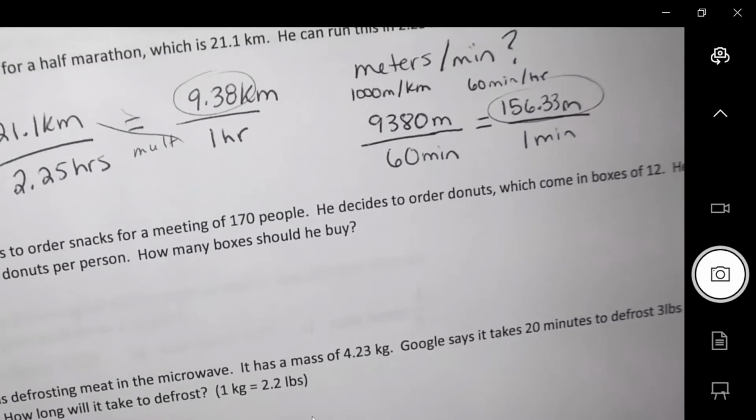Okay, Mike needs to order snacks, and there's 170 people that he has to buy snacks for. He's going to order donuts. They come in boxes of 12. He's estimating on average each person should eat 1.5 donuts. And each person actually isn't physically eating 1.5, but there's someone that will eat 2 and somebody will eat 1. So he's just saying on average. Okay, so how many boxes should he buy?